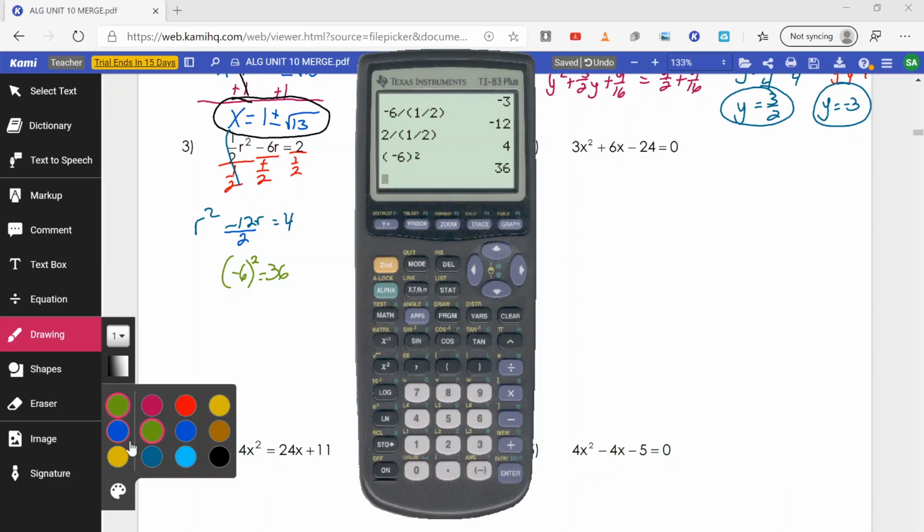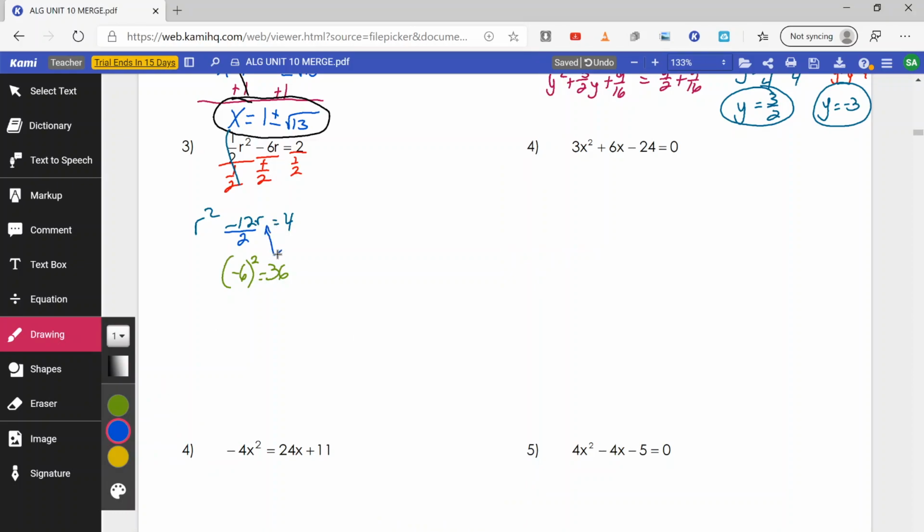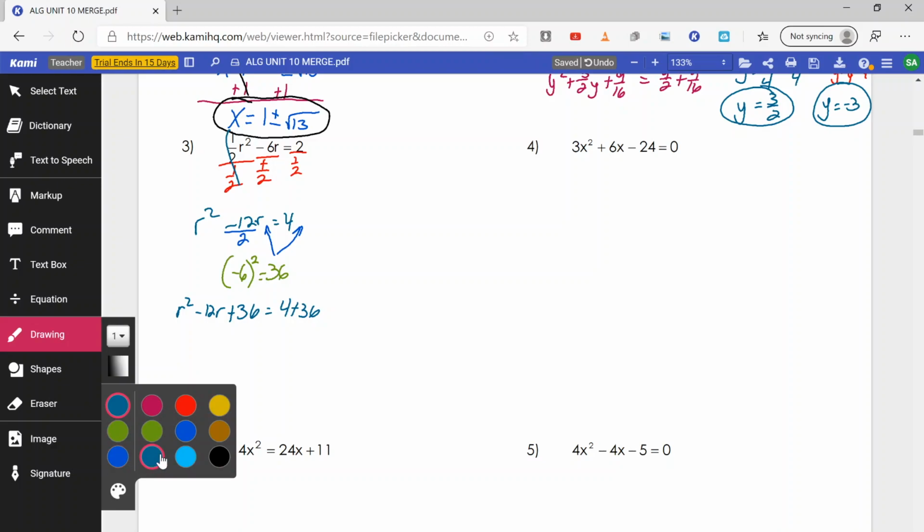So 36 here is going to get added to both sides. We end up with r squared minus 12r plus 36 equals 4 plus 36. Now what we have on the left-hand side is a perfect square trinomial, meaning we have a binomial squared. And the binomial, again, whatever letter we're dealing with in the problem comes first, so r. And then the number we got when we cut in half, which we found to be negative 6. And then 4 plus 36 gives me 40.